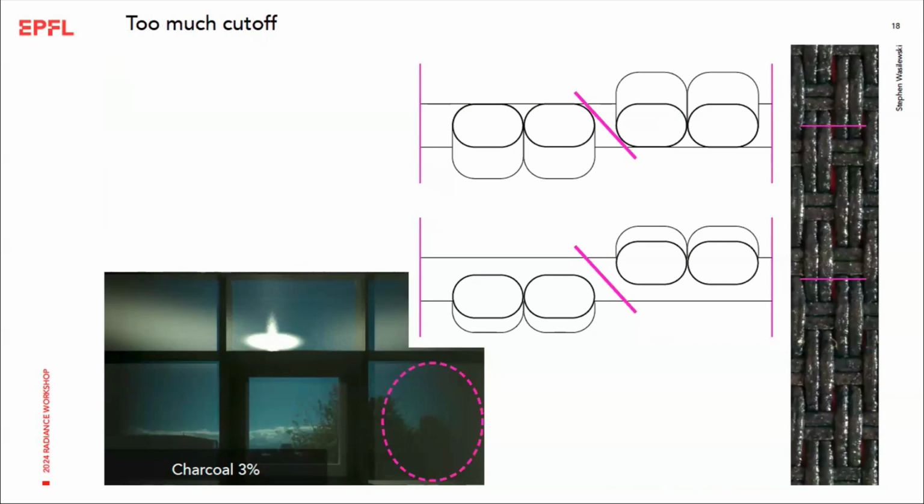And that's because for this weave, you can see the warp, these horizontal threads, is quite tight and quite flat. And then the weft is quite wavy. Whereas for the 5%, it's much closer to square. And so you get equal cutoff.